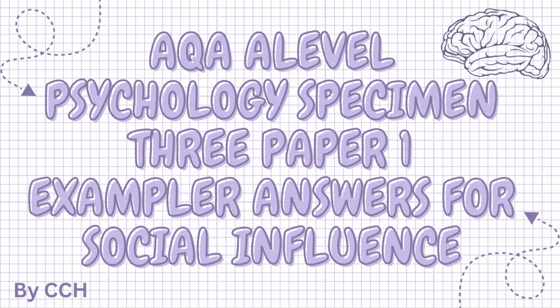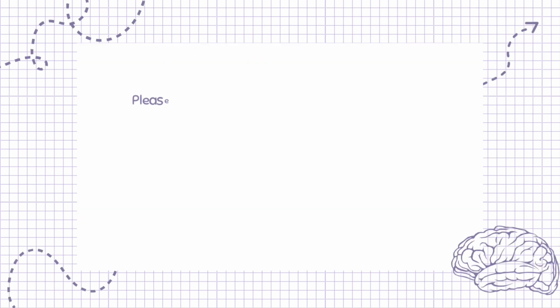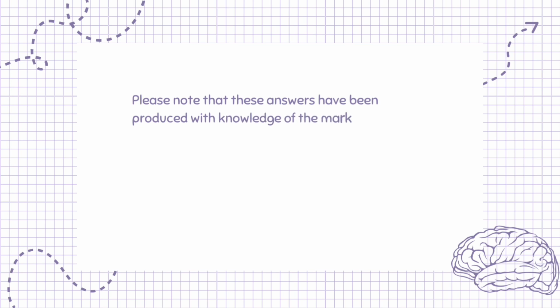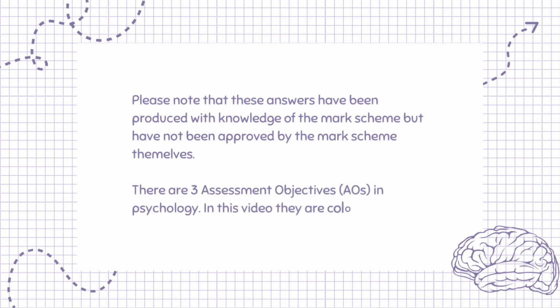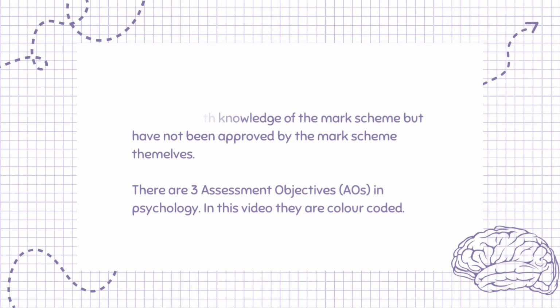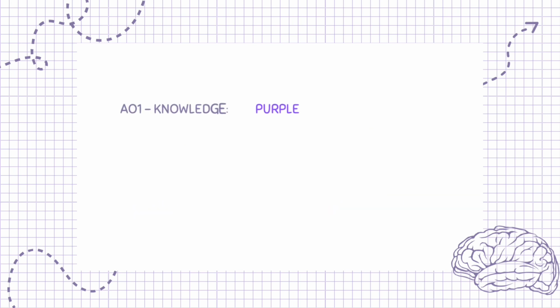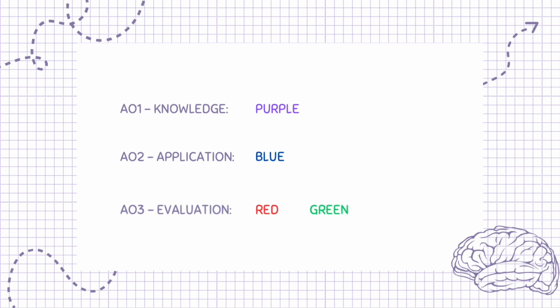Let's get started. Please note that these answers have been produced with knowledge of the mark scheme but have not been approved by the mark scheme themselves. There are 3 assessment objectives, AOs, in psychology. In this video they are color-coded. AO1 Knowledge, purple. AO2 Application, blue. AO3 Evaluation, red and green.